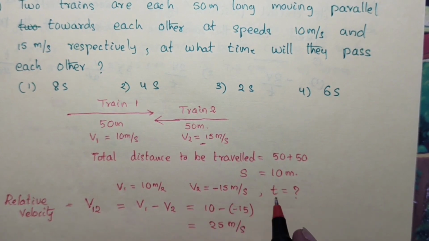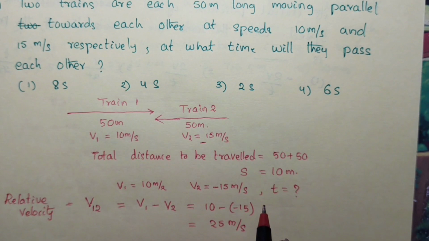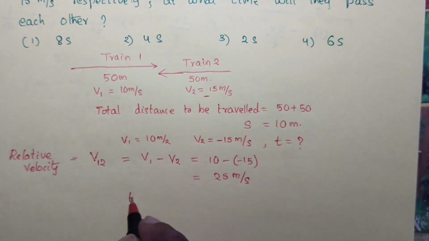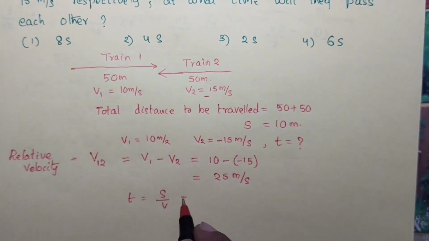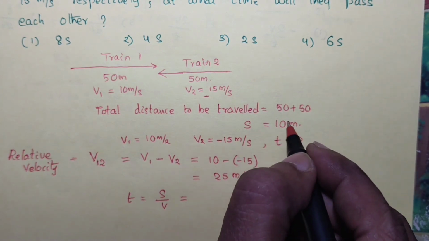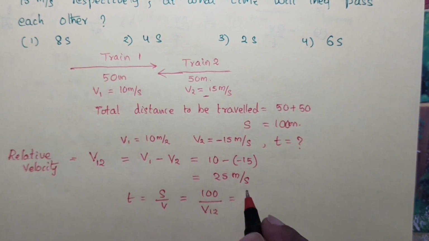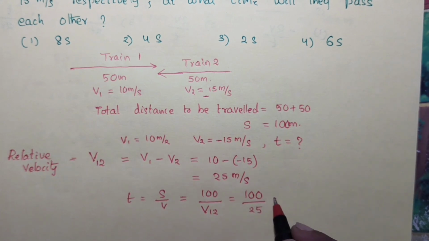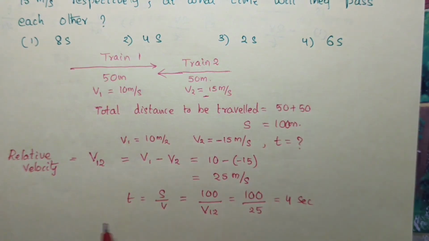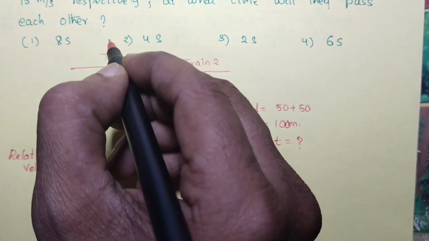This is the velocity. Time is asked, so the formula is t is equal to s by v, that is equal to distance, here 100 meters, by v12, that is equal to 100 by 25, which will be 4 seconds. So in 4 seconds they will pass each other. So option 2 is correct.